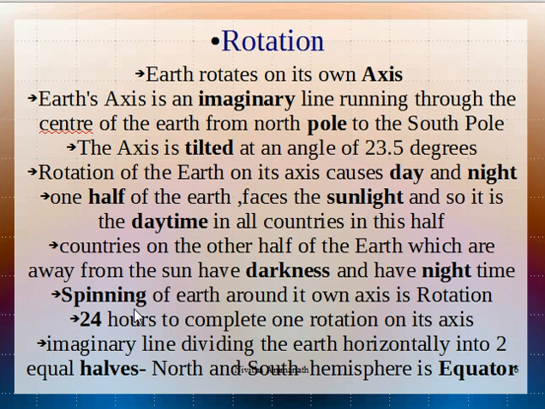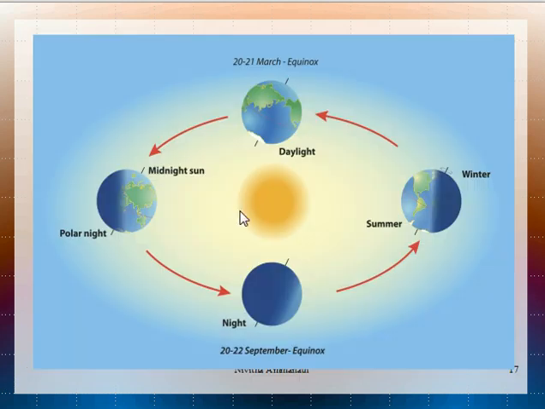The imaginary line dividing the earth horizontally into two equal halves, north and south hemisphere, is the equator. Equator is an imaginary line that creates a north and south hemisphere by dividing the earth horizontally into two equal halves. Look at this picture.